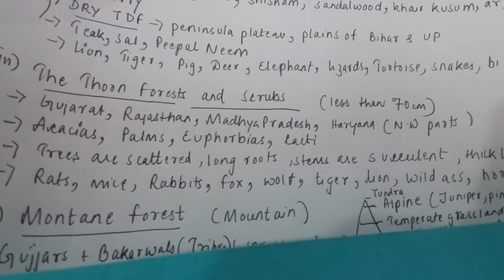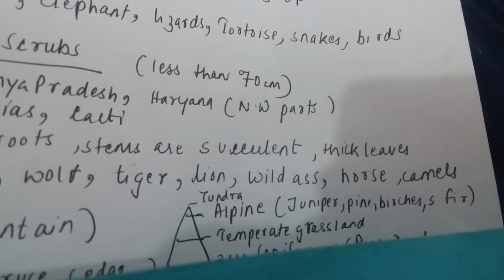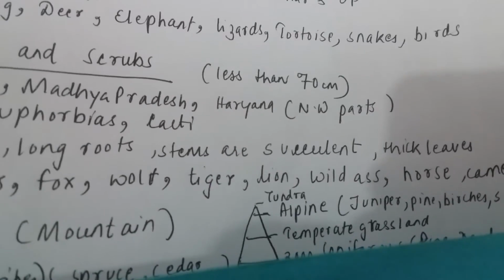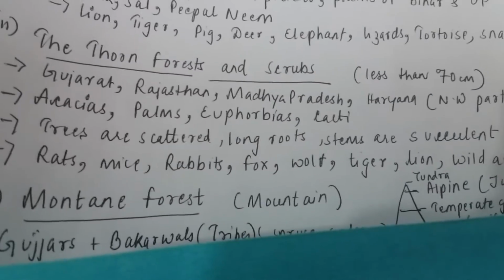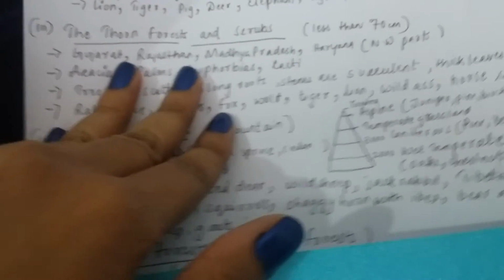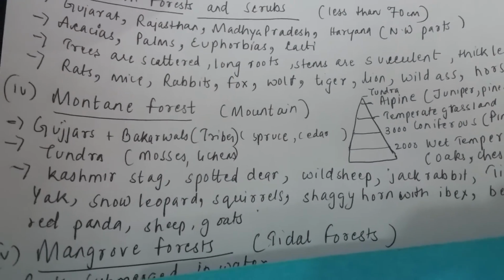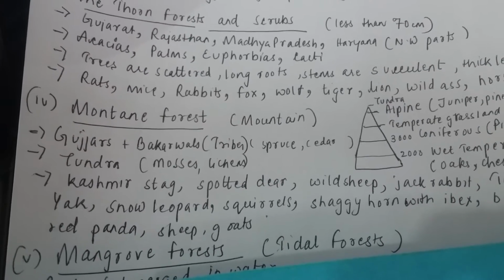Animals, yeah, you can basically think about camel, the easy option, maybe wild ass or rabbits, anything which you could remember. Okay, so remembering these is not important, but just in case it comes, you should always be prepared. Fourth is montane forest. Okay, wait, first let's revise.